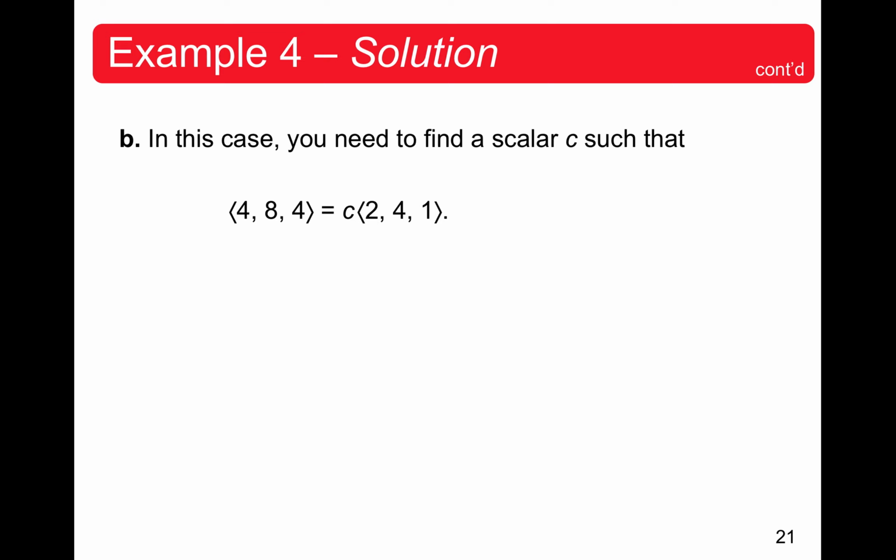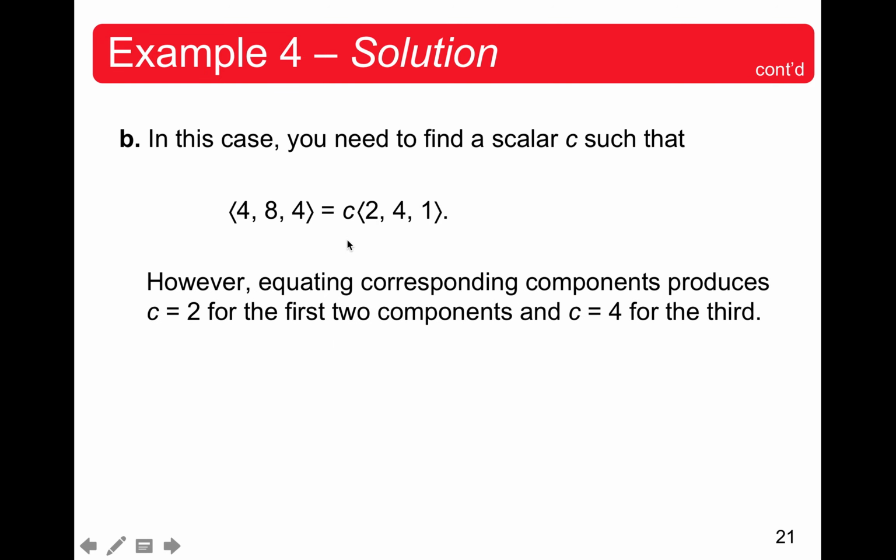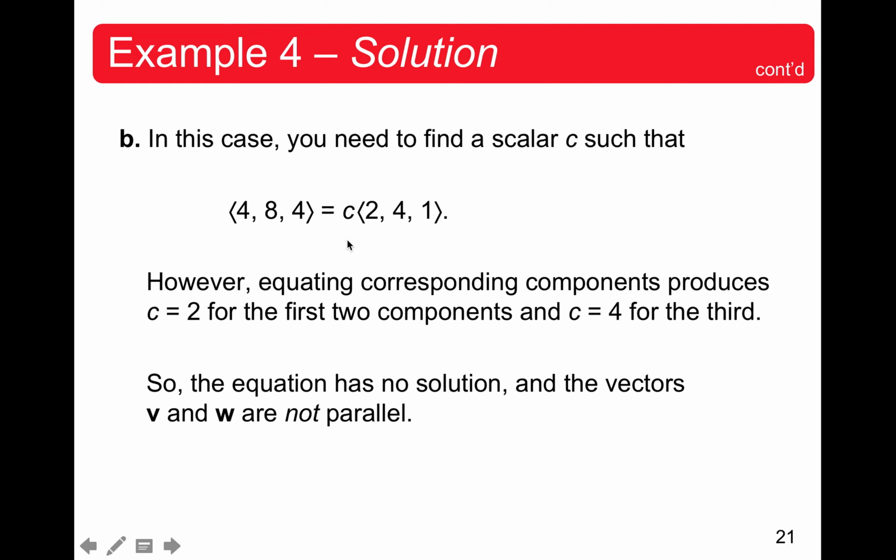Okay, for B, we have vector v was 4, 8, 4, and this is our vector w, 2, 4, 1. We're trying to find a c value that we could multiply it by to turn it into this. So if we look at this, we know 2 times 2 gives us 4, 4 times 2 gives us 8, but 1 times 4 gives us 4. So there's not a single scalar number that we can multiply this by to have it turn into this resulting vector. So because of that, they are not parallel.